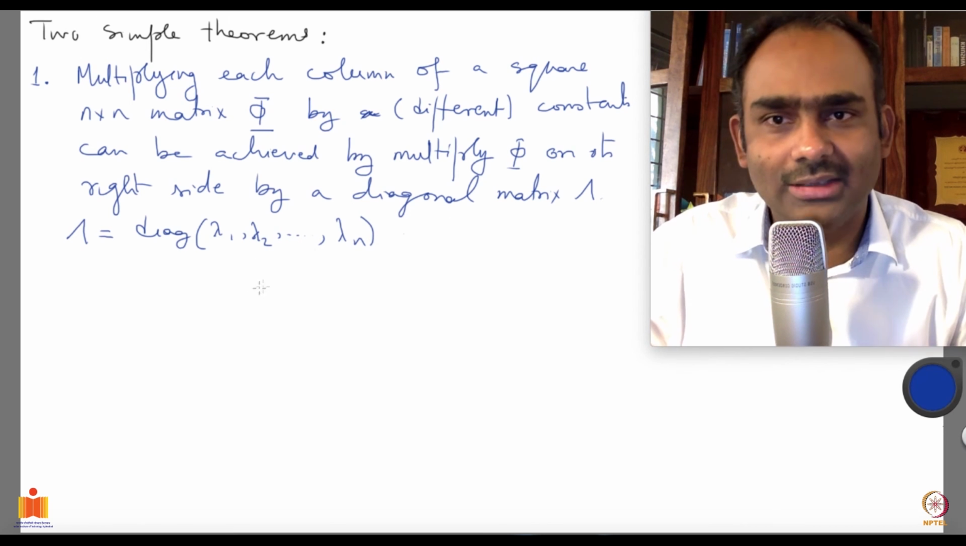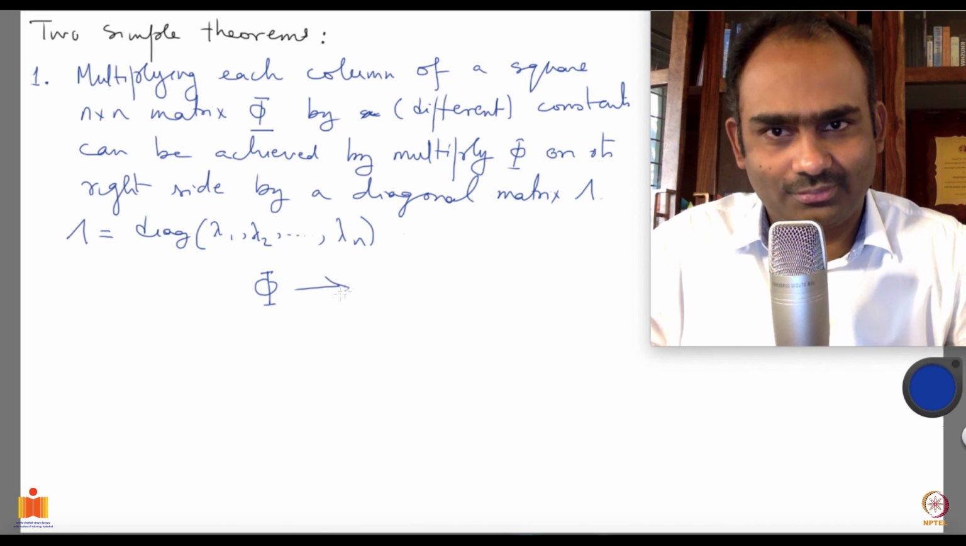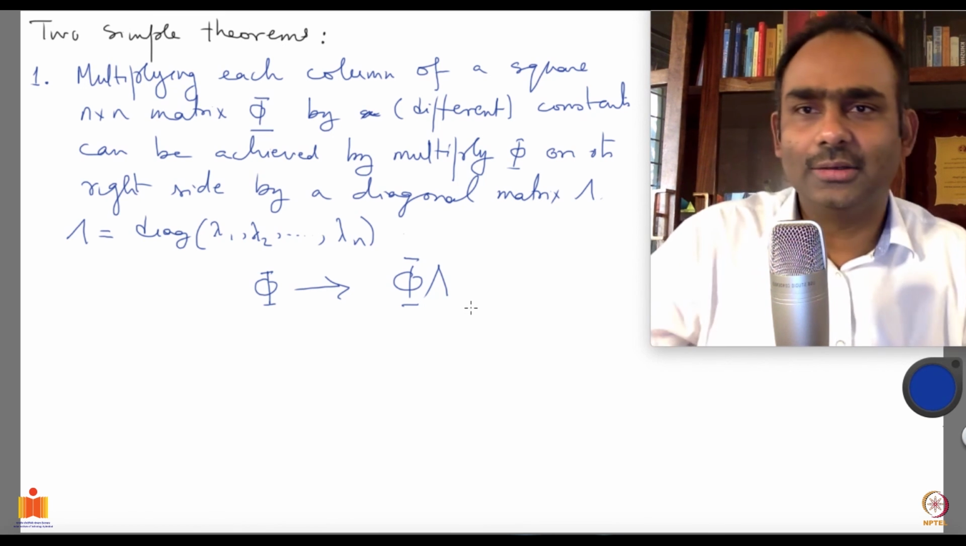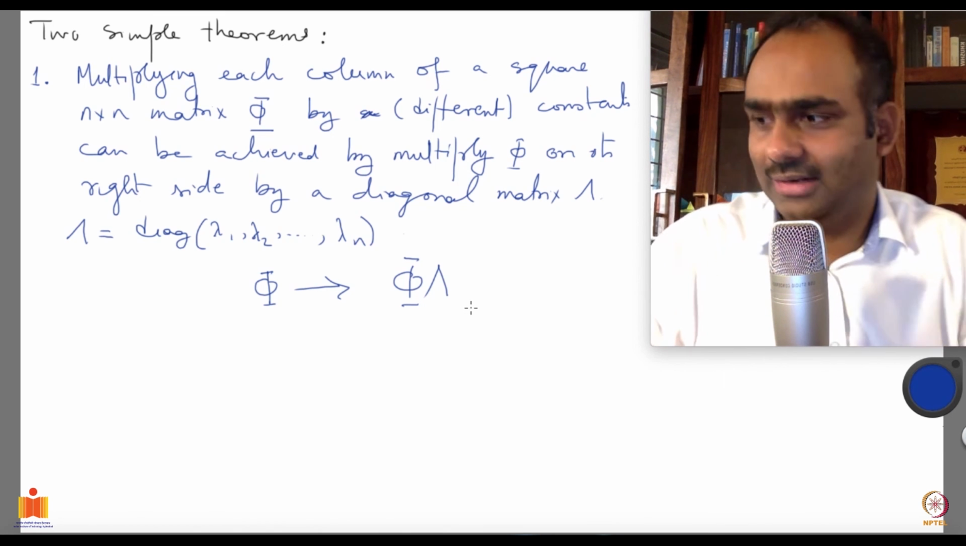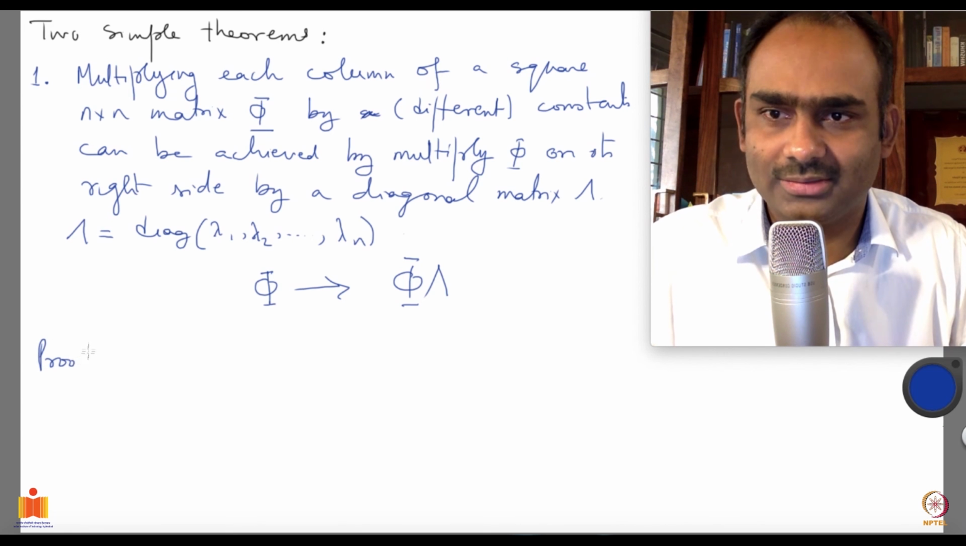By multiplying on the right hand side, which is your phi. If you do this, then you will achieve what you have desired. Let me give a quick proof. It's trivial.